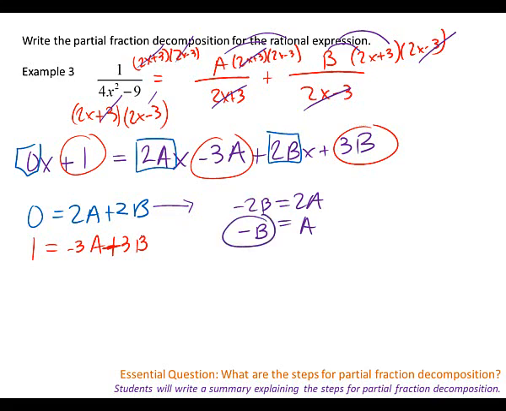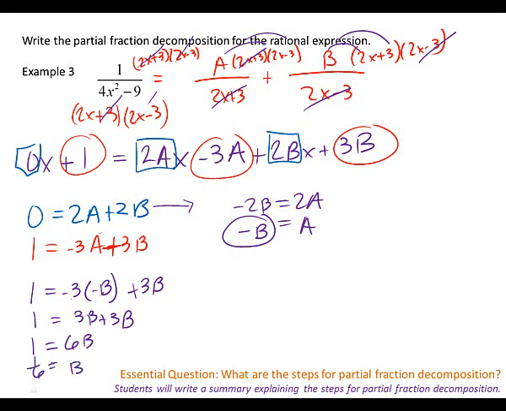So can't I take this and plug it in for the a in the other equation? Make sure you're caught up. Okay, so I've got 1 equals negative 3 times negative b for the a plus 3b. What's negative 3 times negative b? Positive 3b. Plus 3b. What's 3b plus 3b? 6b. What does b end up being? 1/6.